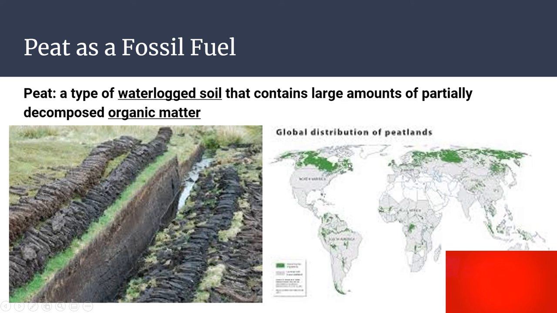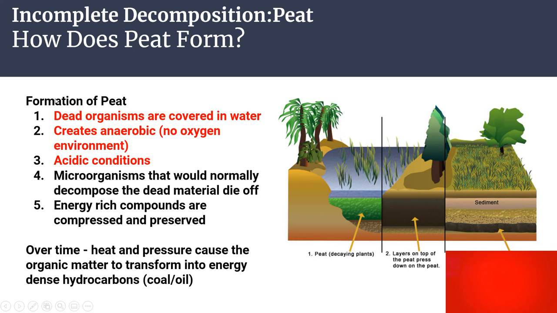This is a map of the different peat forests. You see they tend to be in these northern extreme climates. And for whatever reason, IB is obsessed with talking about how this stuff is formed, so do know this process by heart. Peat forms because of incomplete decomposition. This is stuff that was never decomposed by the saprotrophic bacteria or the methanogens, and then it gets covered in some sort of water.